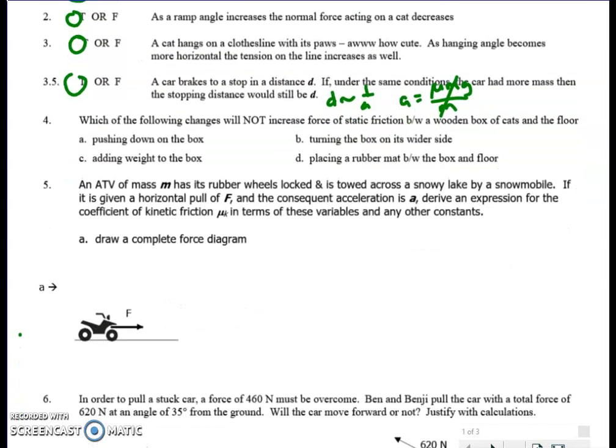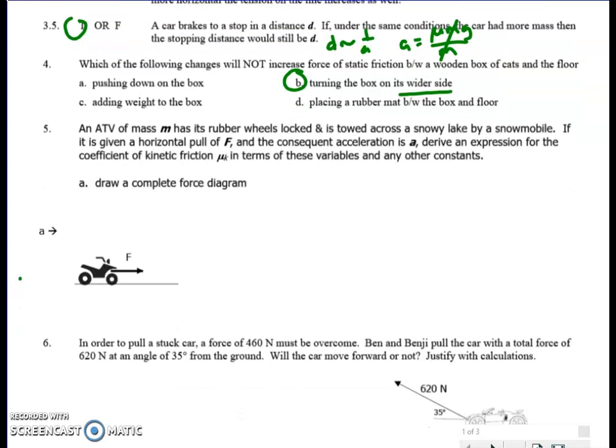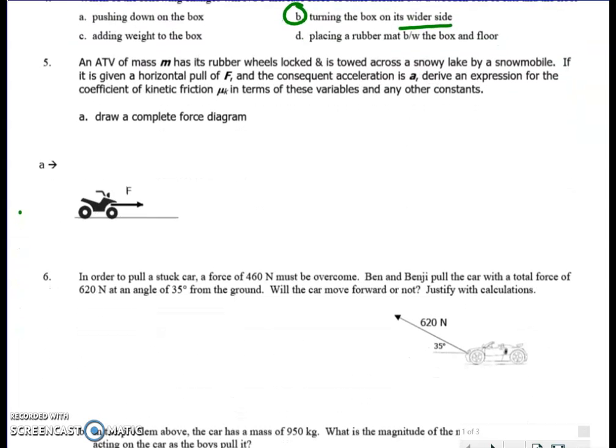Okay, which will not increase? That's B. Wider has no effect on friction at all. That's surface area. Okay, 5, we did a great job with the force diagram. We just didn't necessarily completely follow through. And I think some of you kind of peter out when you're doing a derivation. And if you just follow through with things, it can work out.